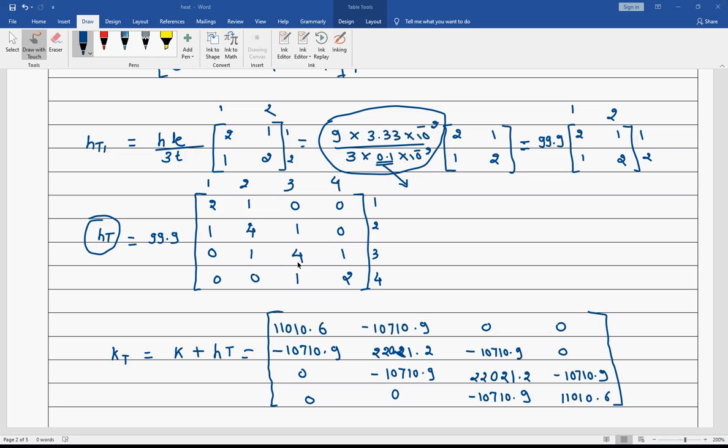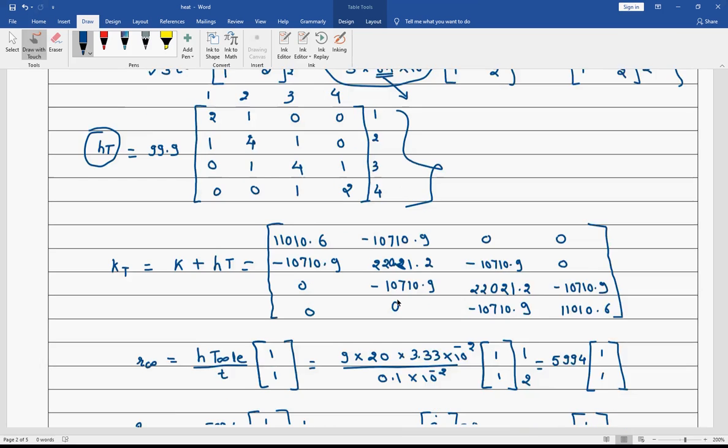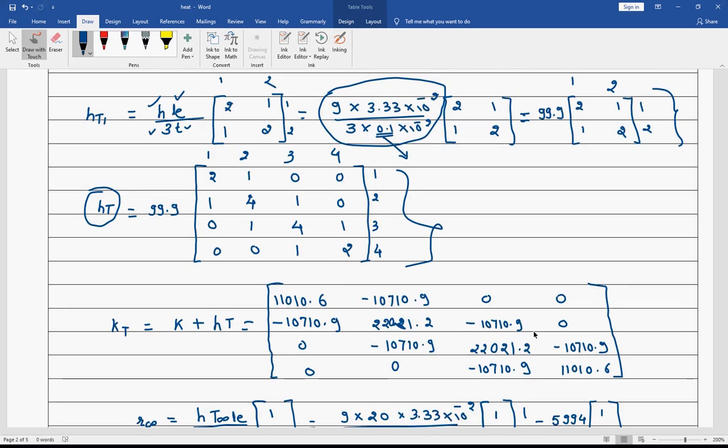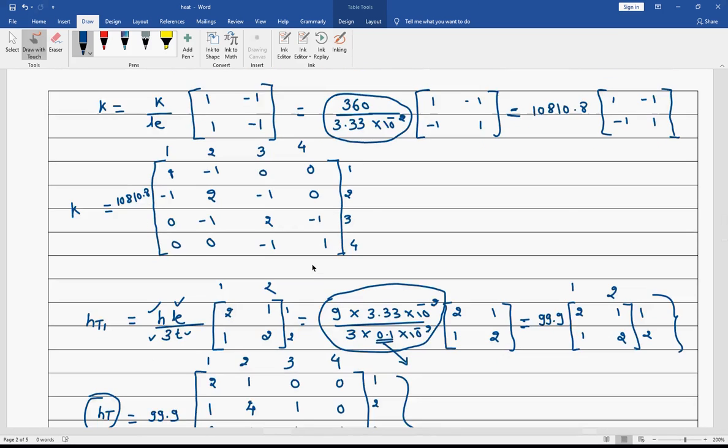HT is this. So H is not going to vary, that is 9. Length of element is fixed, 3 is fixed. Width is fixed. So this is for the element 1. So therefore the assembly of elements is going to come like this. Okay. And K plus HT is like this if you have calculated K correctly.